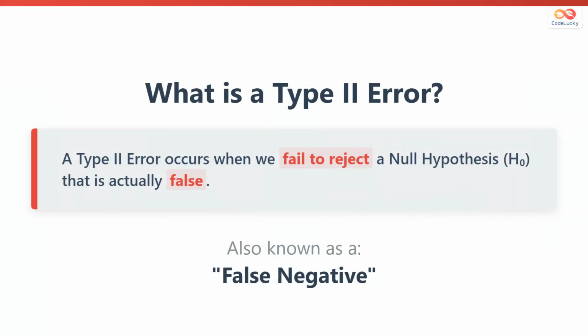So what exactly is a type 2 error? It happens when the null hypothesis is actually false, meaning there really is an effect, but our test fails to pick it up. We fail to reject the null hypothesis. This is commonly known as a false negative.